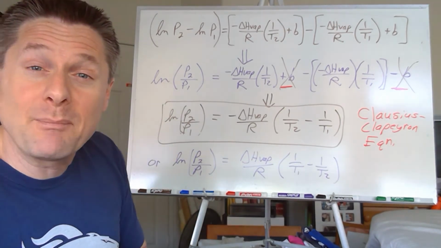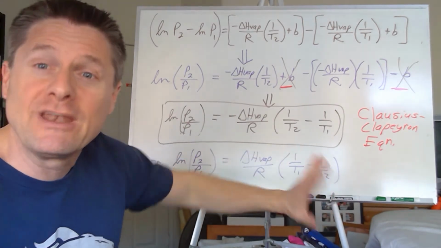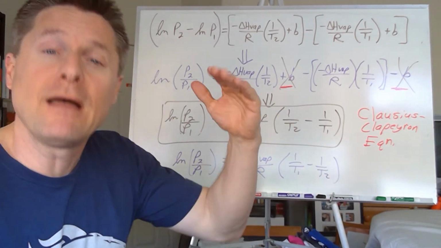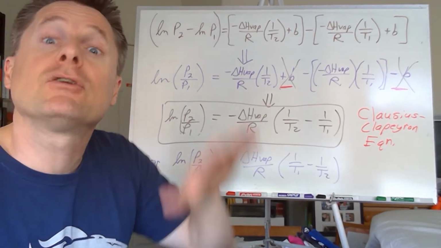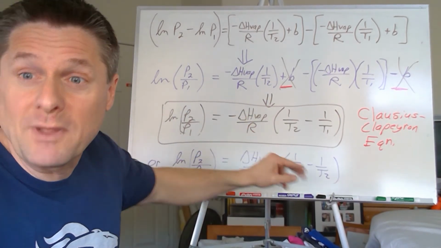So let's do one example of this. Make sure you do all your homework and look at all the different examples so you can see the 3 different ways of doing this. Solving for a temperature, how to work through the math. Solving for the pressure, how to work through the math. Or solving for delta H vaporization, which is easy peasy. Let's do one.